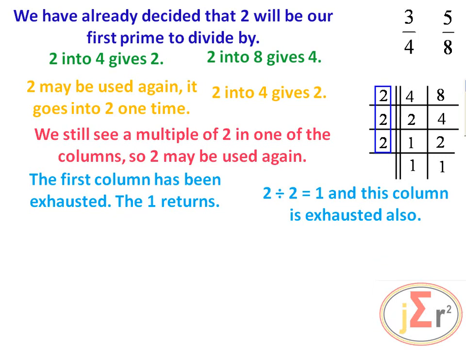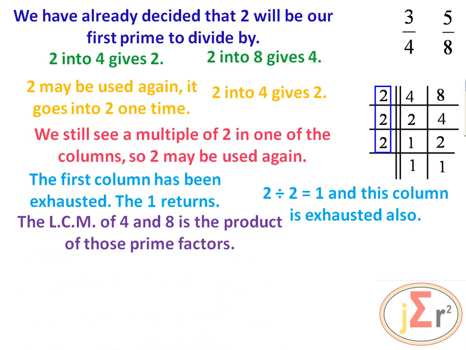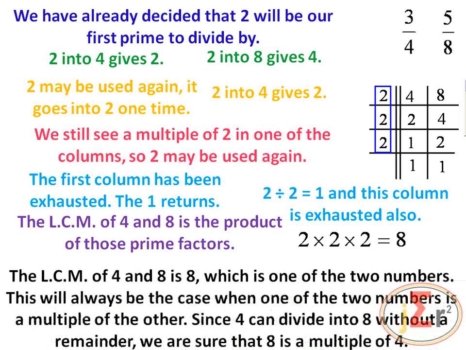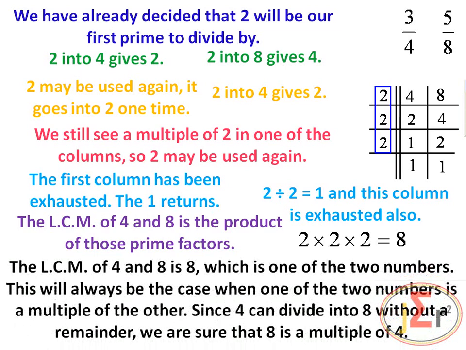So the LCM of 4 and 8 is the product of those prime factors. What is the product of those prime factors? 2 times 2 times 2, and that is equal to 8. The LCM of 4 and 8 is 8, which is one of the 2 numbers.